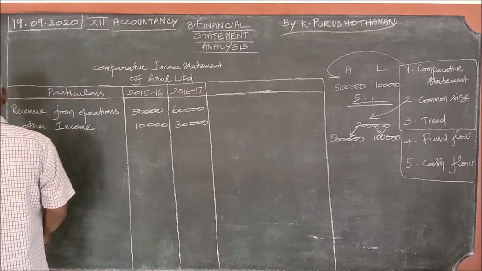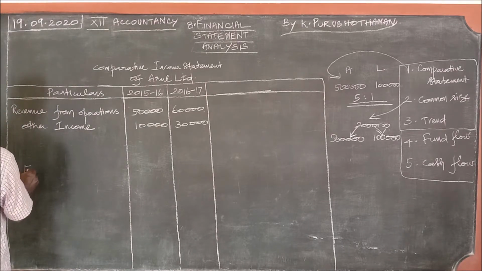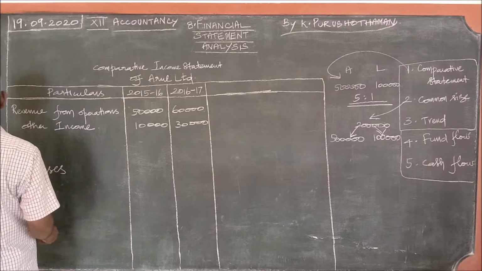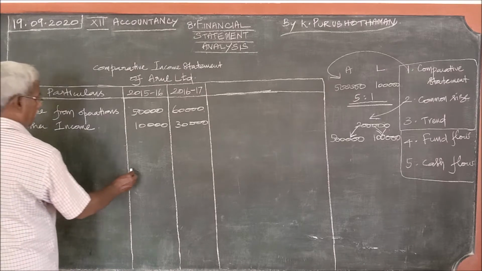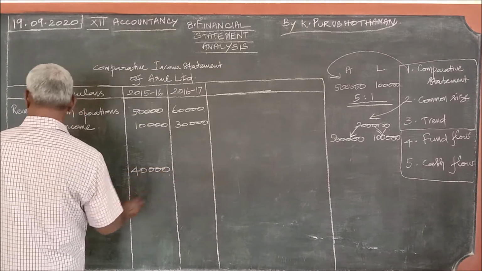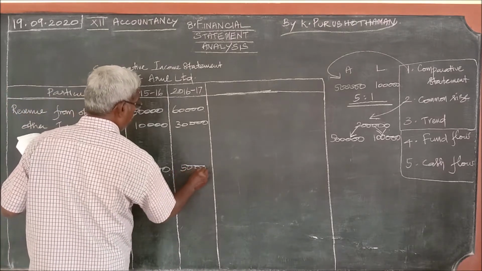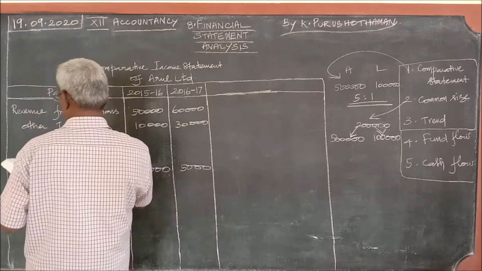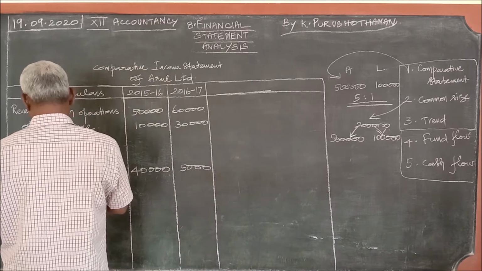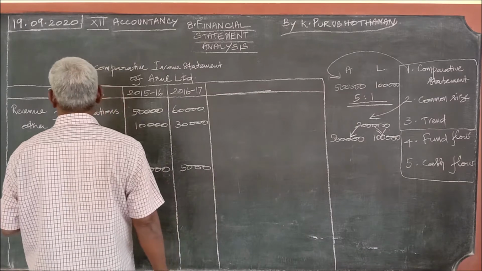Then the third one, expenses. I leave some gap for which I will tell you later. Expenses 40,000, 50,000. These are the particulars given for this problem. Then for this, what should we do?